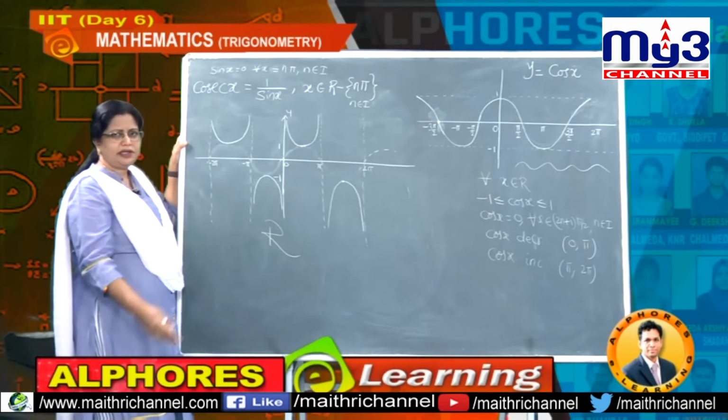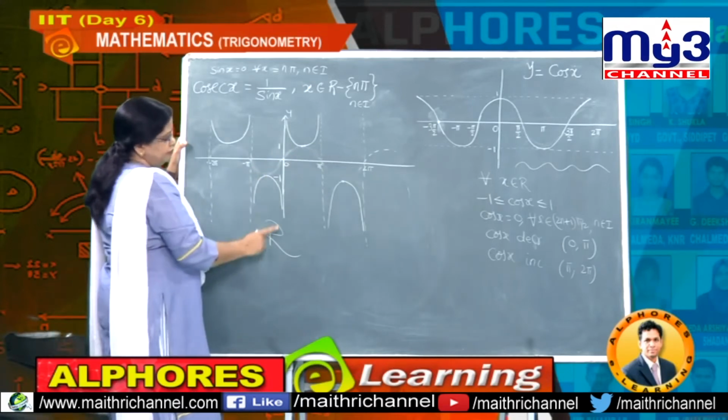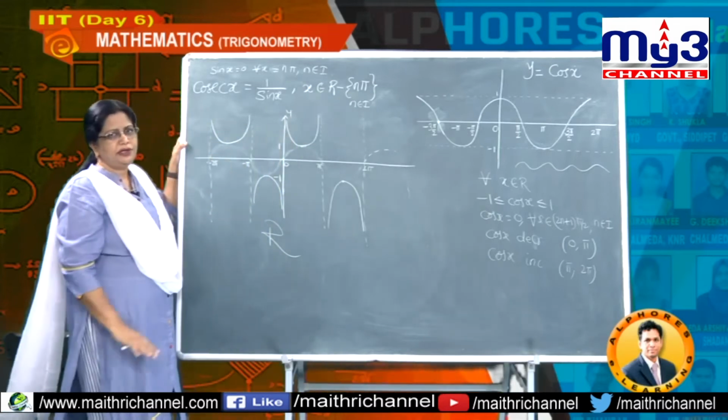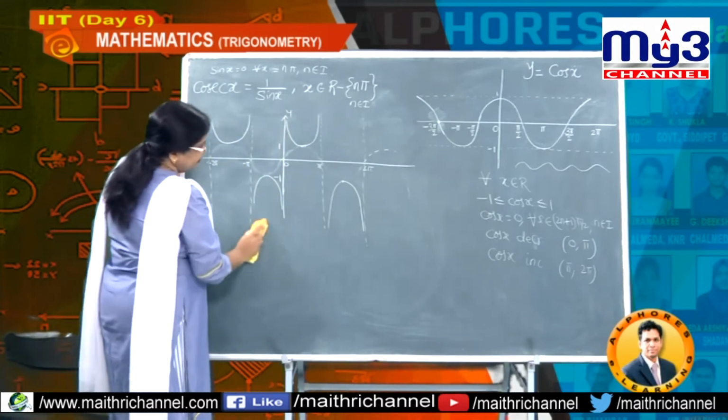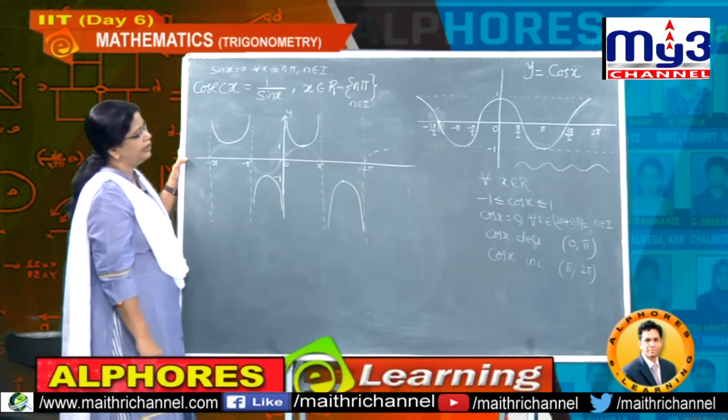Sure, it is not continuous. Over the set of real numbers, breakpoints are there, but over the set R minus n pi, the function is continuous. And next one is, what are other observations? How is the same kind of graph you can observe?